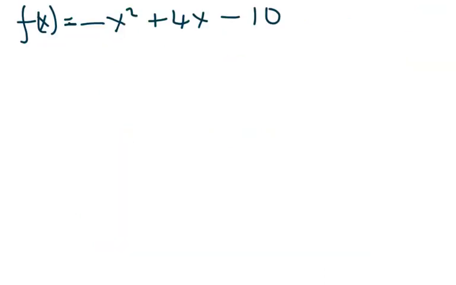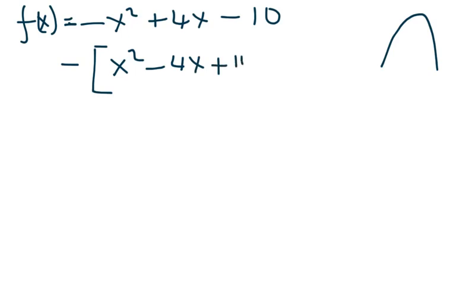Now, in the same way, we have a minus x squared. So this particular function looks like this. It has a maximum point. In order to complete the square, I need to get inside out, I just want to get an x squared. So I'm going to leave my minus out here. That's going to be x squared minus 4x plus 10.